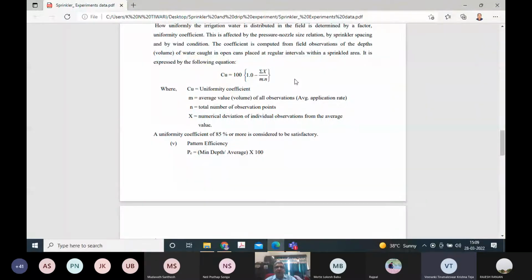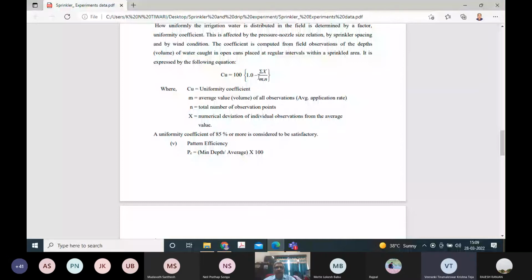Now the sum of the deviations, taking absolute values, is divided by m into n. M is the mean value and n is the number of observations. Let us say there are 20 observations, so 20 into m will be used in the denominator, and the absolute deviation from the mean will be used to find the value of x. So we sum those values, and then 1 minus summation of sigma x divided by m into n, multiplied by 100, will give the uniformity coefficient.